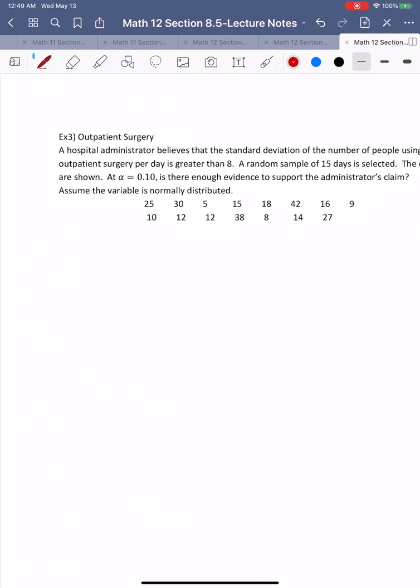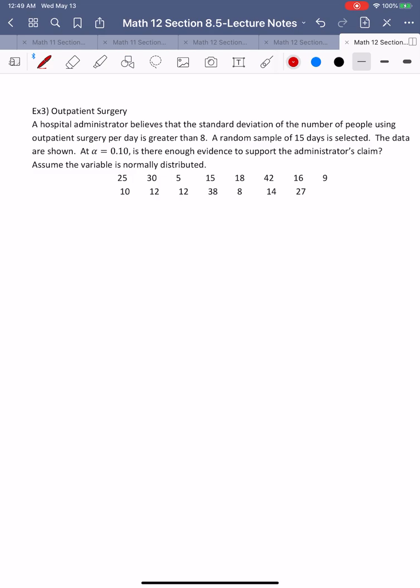All right. The next question is about outpatient surgery. A hospital administrator believes that the standard deviation of the number of people using outpatient surgery per day is greater than 8. A random sample of 15 days is selected. Data are shown at alpha equal to 0.10. Is there enough evidence to support the administrator's claim? Assume the variable is normally distributed.